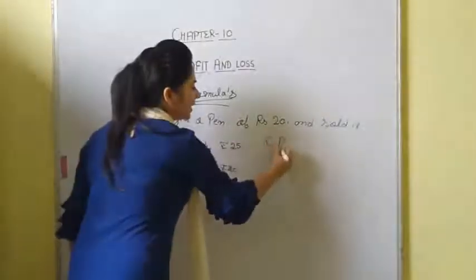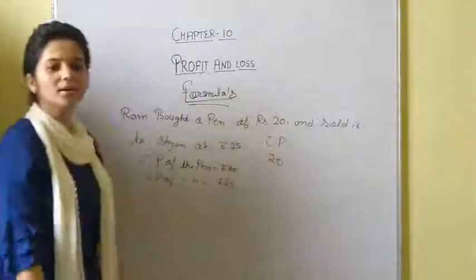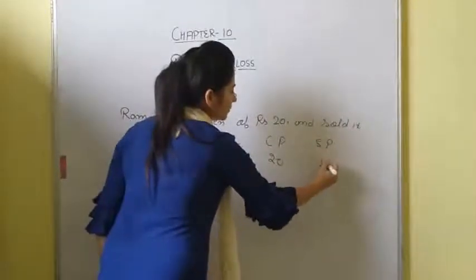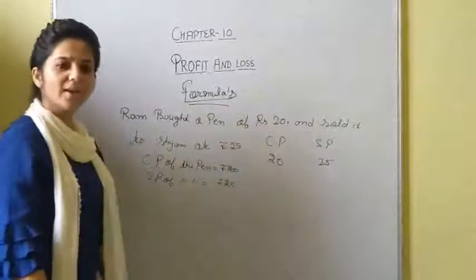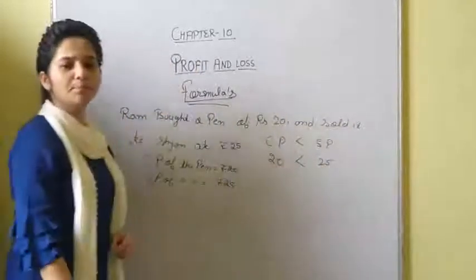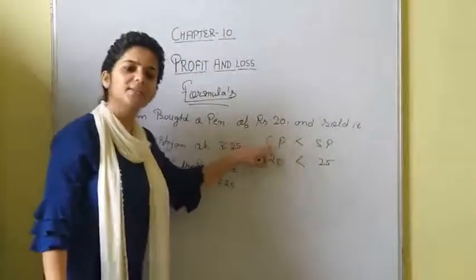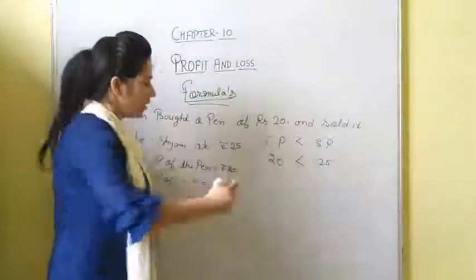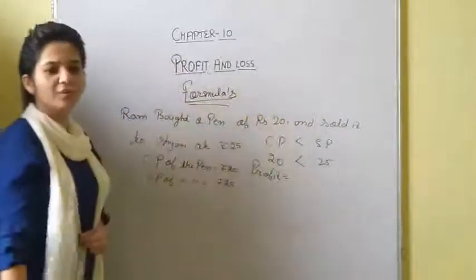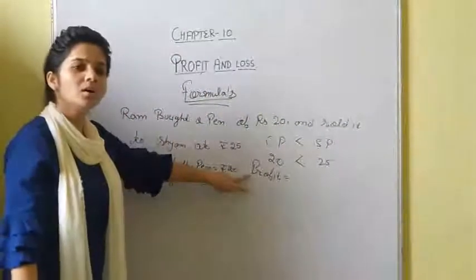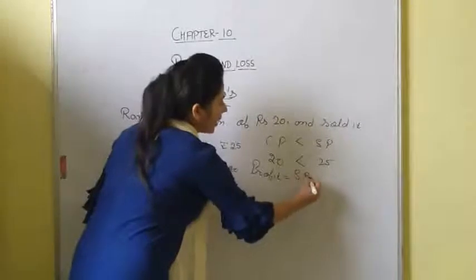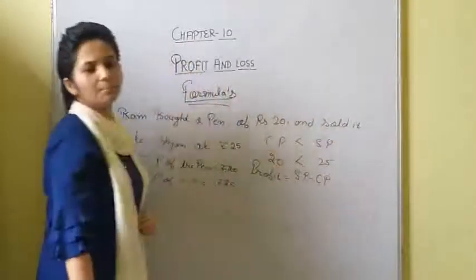राम ने पेन कितने का लिया? 20 का। और उसको बेचा कितने का? 25 का। SP is greater than CP. SP क्या है? ग्रेटर देन किससे है? CP से। तो there will be profit. तो यहां पर क्या होगा हमारा? Profit. And the formula for the profit is SP minus CP.